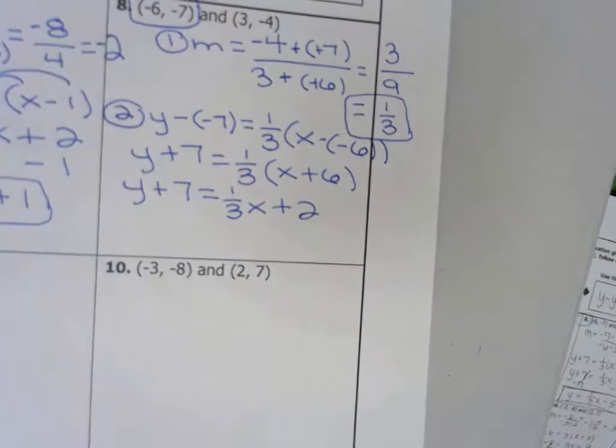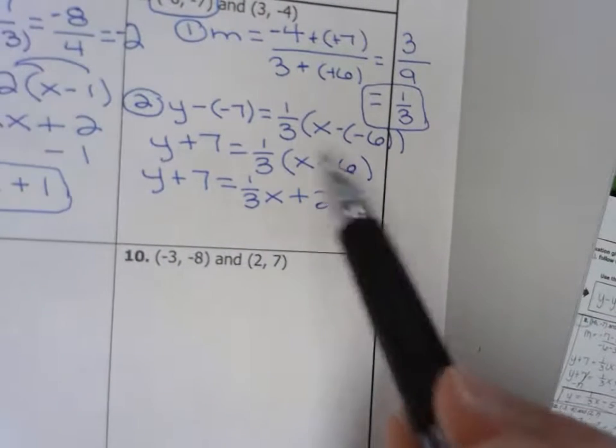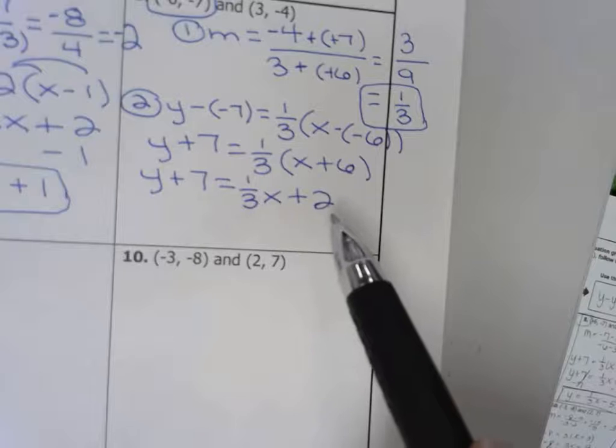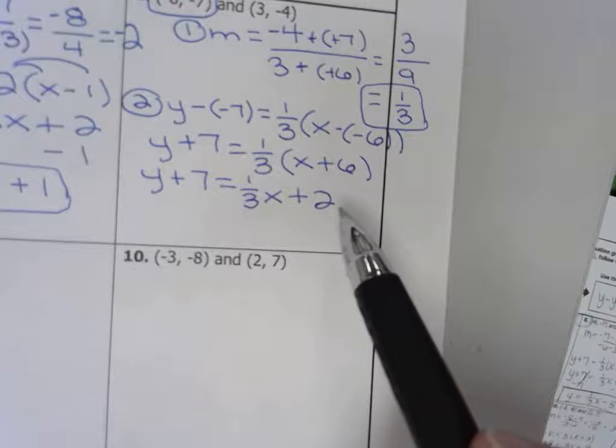Okay. Just a second. Just chill. Okay. 1/3 times 6 is 2. Have a seat for me, please. I'm in the middle of teaching.